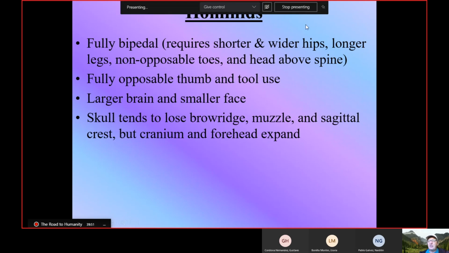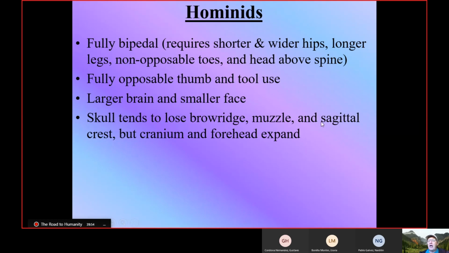The sagittal crest, I want you to imagine a mohawk, but made of bone. That's what a gorilla has. It has this crest of bone where a mohawk would be. Of course, it's underneath its skin. And that crest allows its very powerful jaw muscles to attach to it. So they lose these features, but they gain their cranium. That's their brain case. That's how we can tell that their brain was bigger, and their forehead tends to get bigger.